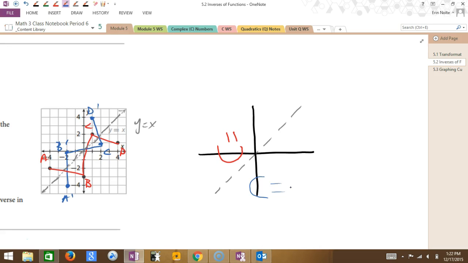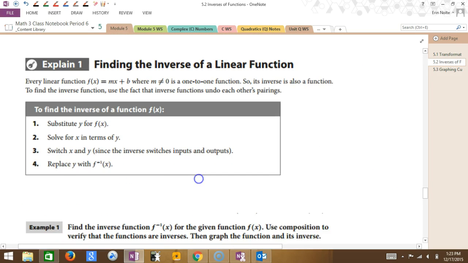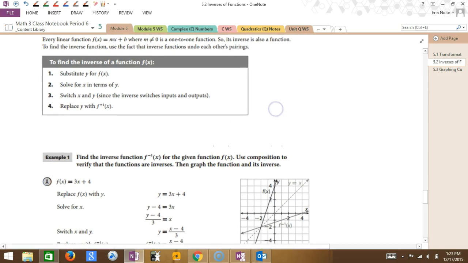So one thing that I want you guys to notice. You see these intercepts that are on the x-axis? What did they become? The y-intercepts of the inverse. Okay, so that can help you draw inverses. If they ask you to do this graphically, that's how you can do it. You just reflect it to the other axis. Good? Okay, let's do this algebraically.